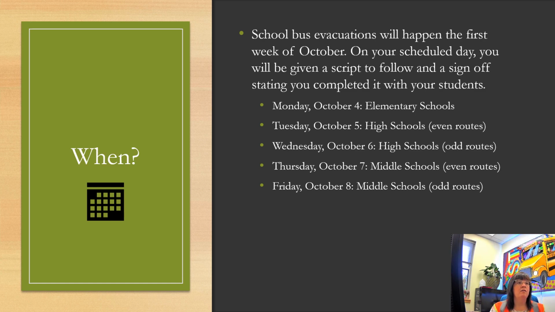So our dates are Monday, October 4th will be the elementary schools. Tuesday, October 5th will be the high schools, even routes. So if you're, I'm just pulling random numbers here because I don't know what schools you go to, but if you're C38, you would be on October 5th for high school. If you're C39, you would be October 6th. And then the same with the middle schools, the 7th and the 8th, even and odd days.